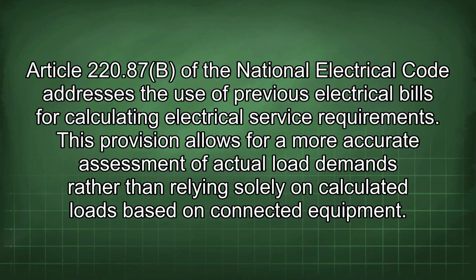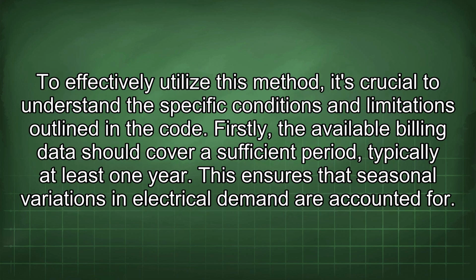220.87(B) of the National Electrical Code addresses the use of previous electrical bills for calculating electrical service requirements. This provision allows for a more accurate assessment of actual load demands rather than relying solely on calculated loads based on connected equipment. To effectively utilize this method, it's crucial to understand the specific conditions and limitations outlined in the code. Firstly, the available billing data should cover a sufficient period, typically at least 1 year.